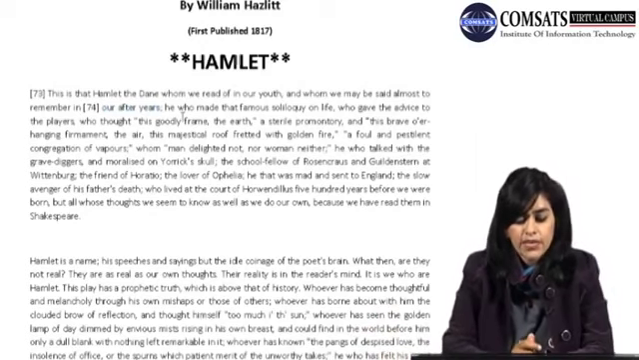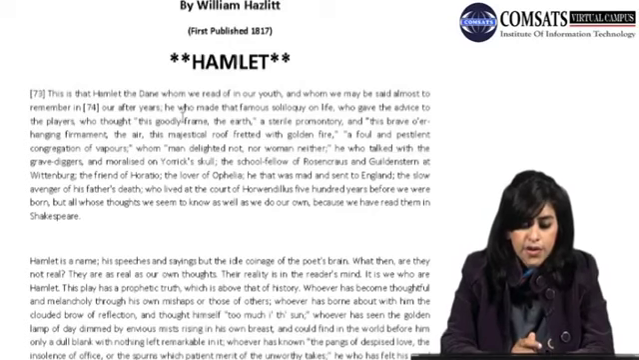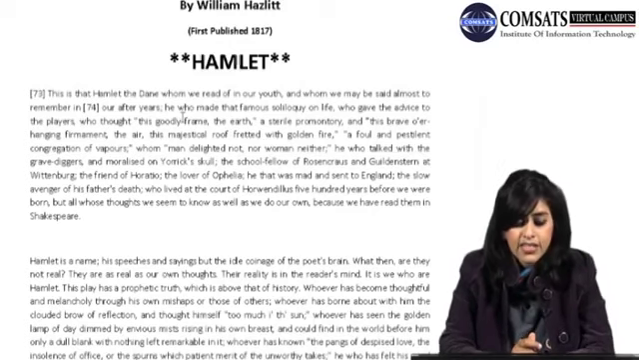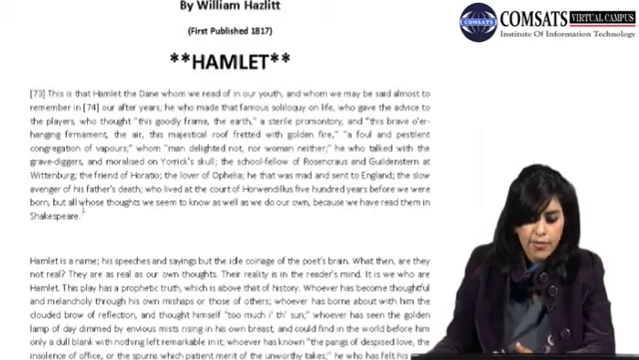He who made that famous soliloquy on life. Now this is how he tries to explain the character of Hamlet, who gave the advice to the players, who thought this goodly frame the earth a trial, and this brave air hanging firmament, and the air this majestical roof fretted with golden fire. Now see how he is trying to explain the character of Hamlet. Now let's start reading from here.